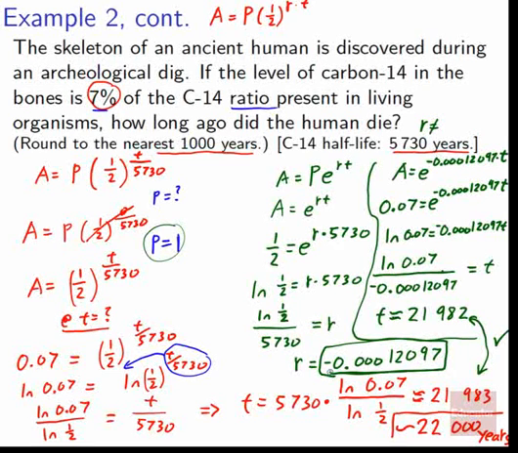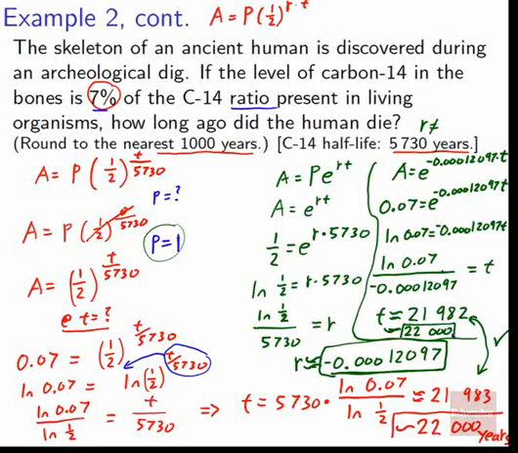R wasn't exactly equal to negative 0.0001297. It was really close. It was approximately equal to that value. So we got something that was approximately the same thing as our answer. And in this case, we're still going to wind up rounding to 22,000 years as our final answer.